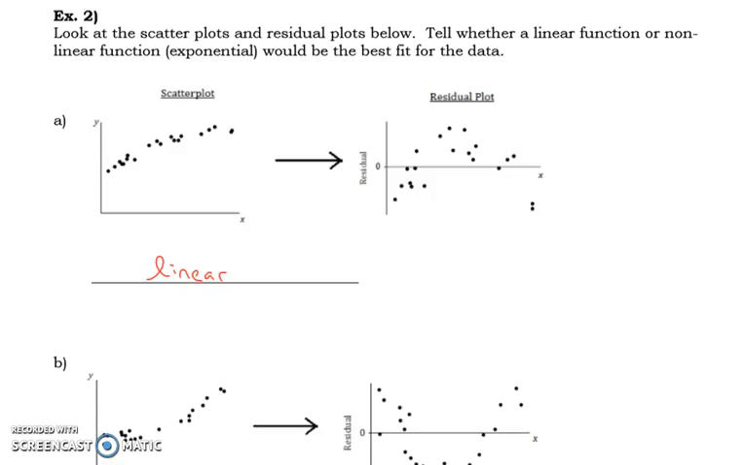Okay, so in example A, we have the residual plot that is pretty random around the x-axis, and if it's random around the x-axis, that means the linear model was a good fit. So if you notice, the scatter plot tends to make a line, and the residuals are random, so the linear model is a good fit.